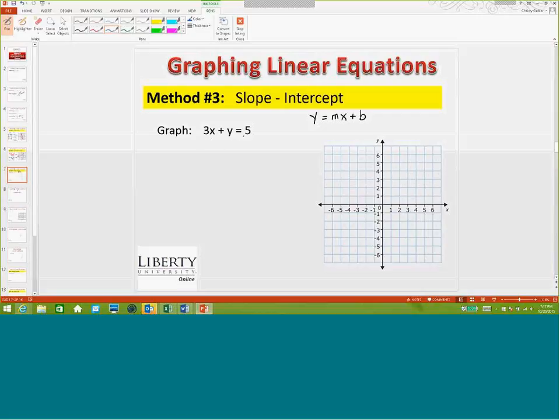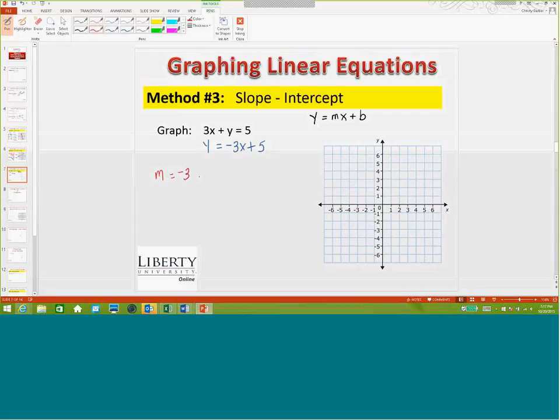So in order to put this in slope-intercept form, I need to subtract 3x from both sides. y is equal to -3x plus 5. Now I have my equation in slope-intercept form, and I can readily identify my slope, which is the coefficient of x, so my slope is -3.